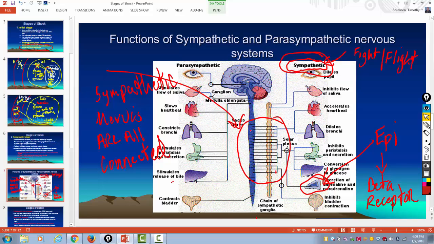So one of the things I like to point out about the sympathetic nervous system is that when it's activated, all the nerves, the spinal nerves that come off the spine, then are connected together.